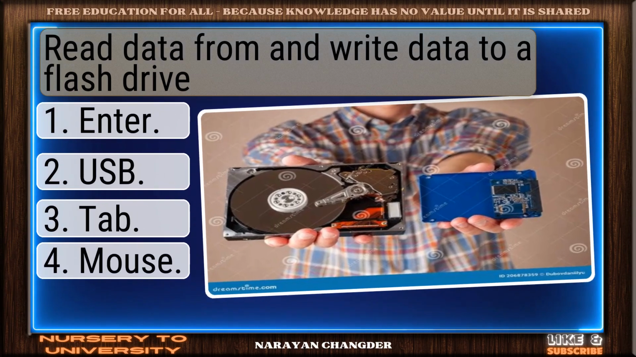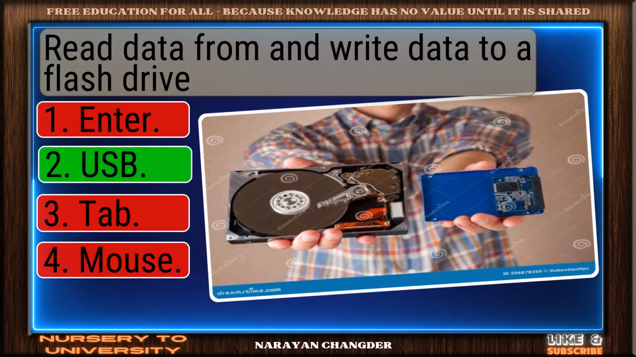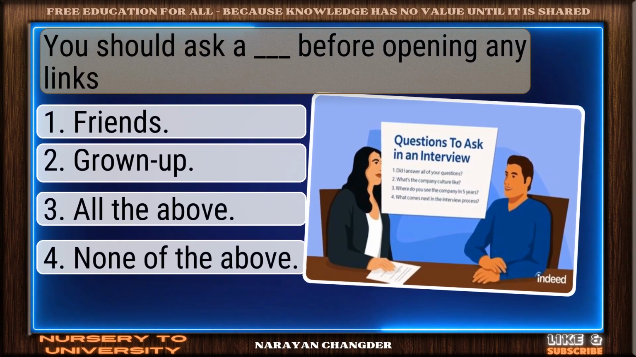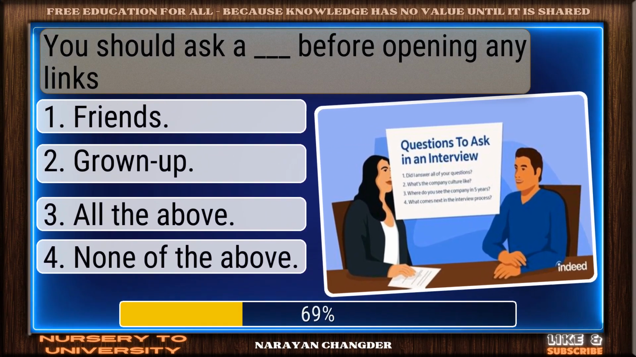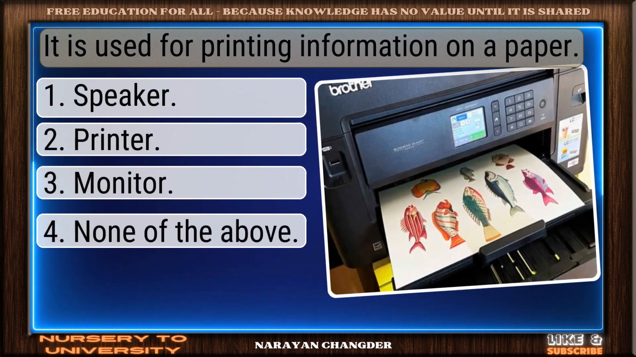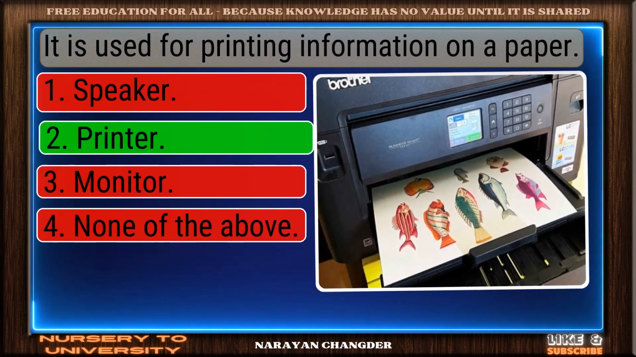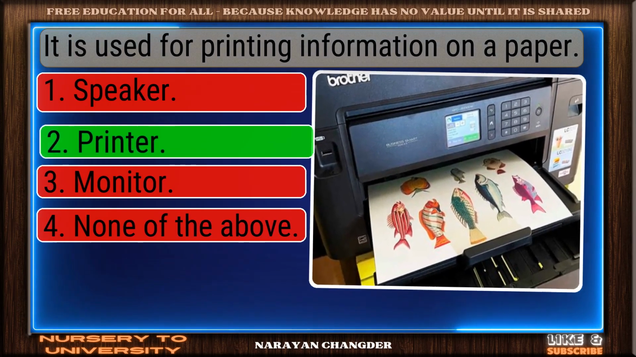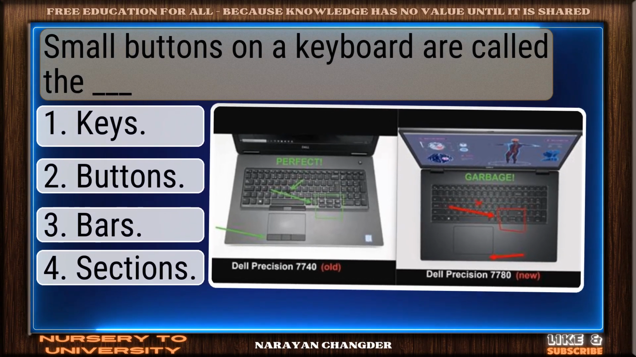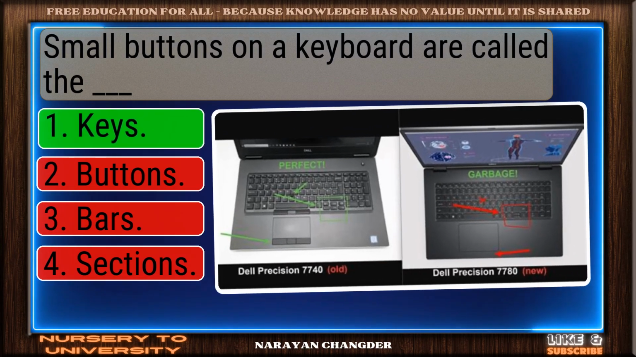Read data from and write data to a flash drive. Bravo. USB is the answer. You should ask a dash before opening any links. You got it. Grown-up fits. It is used for printing information on a paper. Right choice. Printer is best. Small buttons on a keyboard are called the dash. Correct. Keys is spot on.